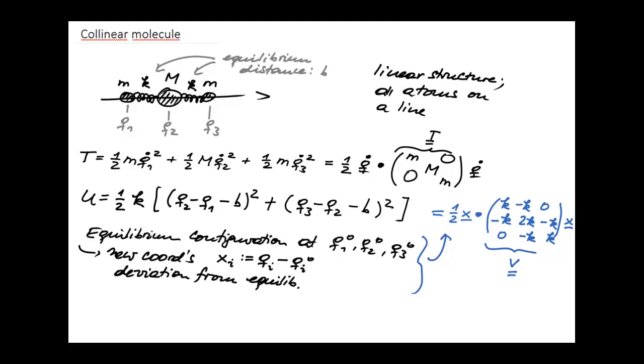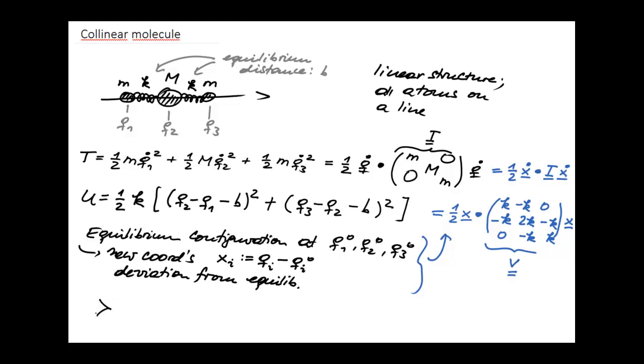Now in the expression for the kinetic energy, since Q and X differ only by the equilibrium configuration, which is time independent, this equilibrium configuration cancels out when you take the time derivative. So you can write the kinetic energy also in terms of the new coordinates, and that then acquires the form 1/2 x dot scalar product with T x dot.